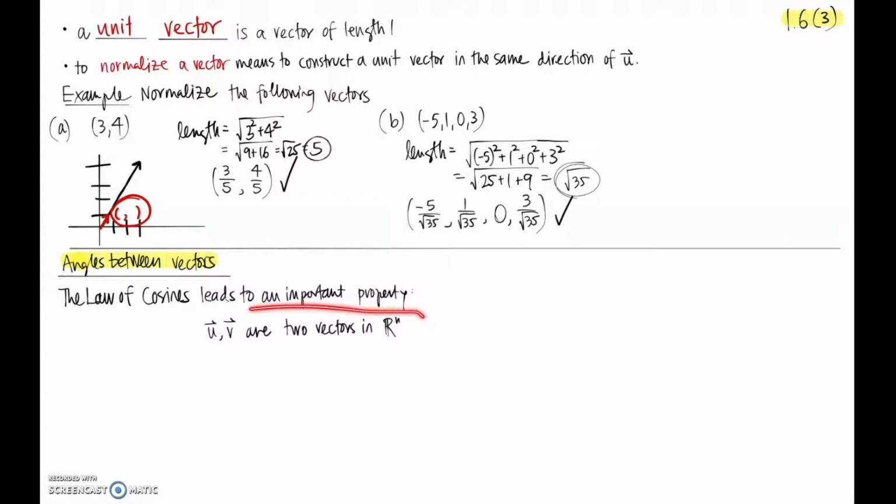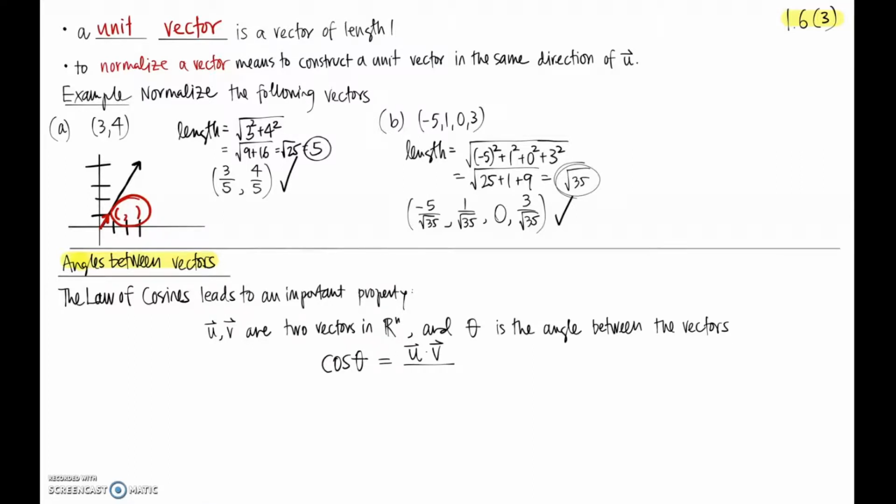So say we have two arbitrary vectors in Rn, and we're going to call theta the angle between the two vectors. Then the cosine of theta is equal to the dot product of u and v over the norm of u times the norm of v.